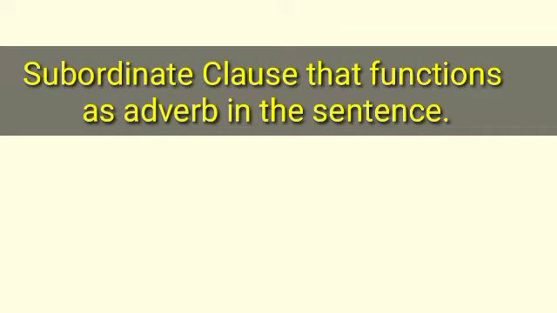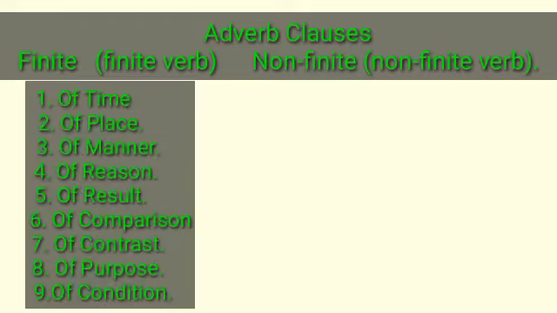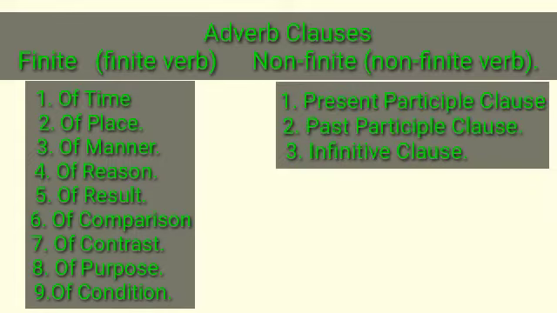If an adverb clause has a finite verb in it, it is called a finite adverb clause, and if an adverb clause has a non-finite verb in it, it is called a non-finite adverb clause. The second categorization is that of the finite adverb clauses. The finite adverb clauses are classified as adverb clause of time, place, manner, reason, purpose, result, comparison, contrast, and condition, depending on the information they give. We'll talk about finite adverb clauses in this video, and in the next video we'll talk about non-finite adverb clauses.